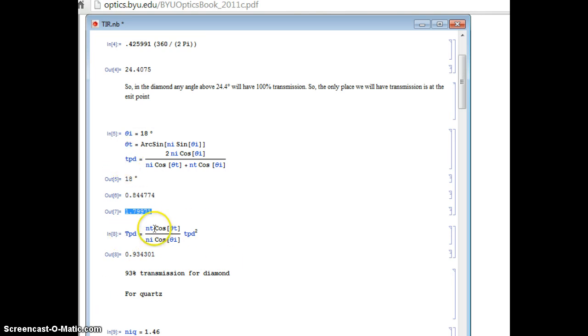All right, well, that's just the Fresnel coefficient. This is the transmittance, where we take the Fresnel coefficient squared. And that's 93% for diamond, so that's pretty darn good.